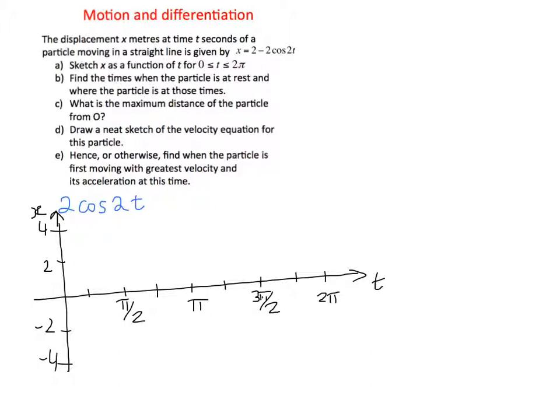So we're going to draw a couple of build-up functions, I guess you could call them, before we draw our displacement function, 2 minus 2 cos 2t. So first let's draw 2 cos 2t. That is going to start at 2. The period's pi, so it's going to end back here at 2. It's going to come down through 0, down to negative 2, back up through 0 and finish there. There is 2 cos 2t. Okay, so we'll put that in as x equals 2 cos 2t.